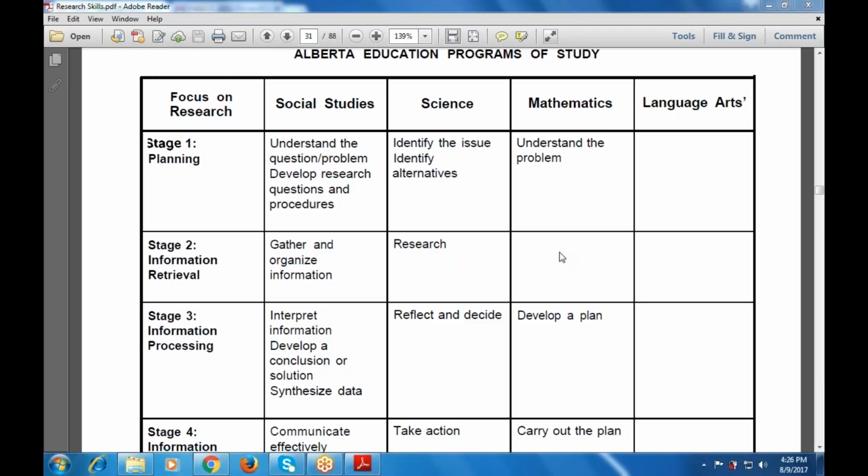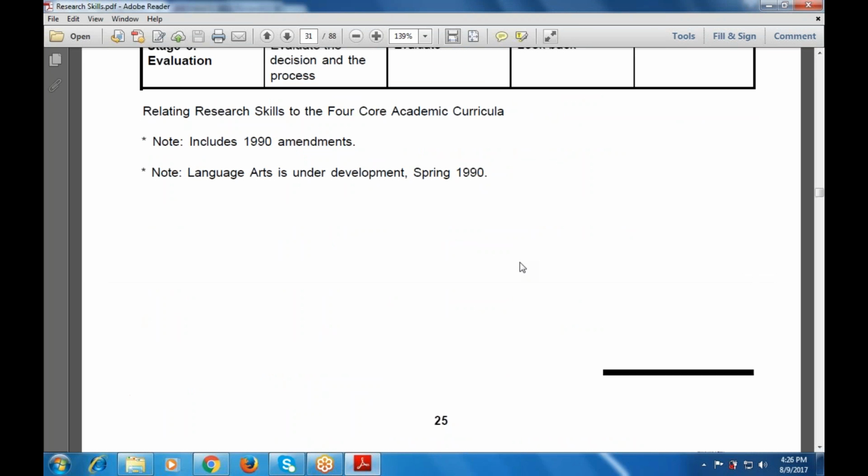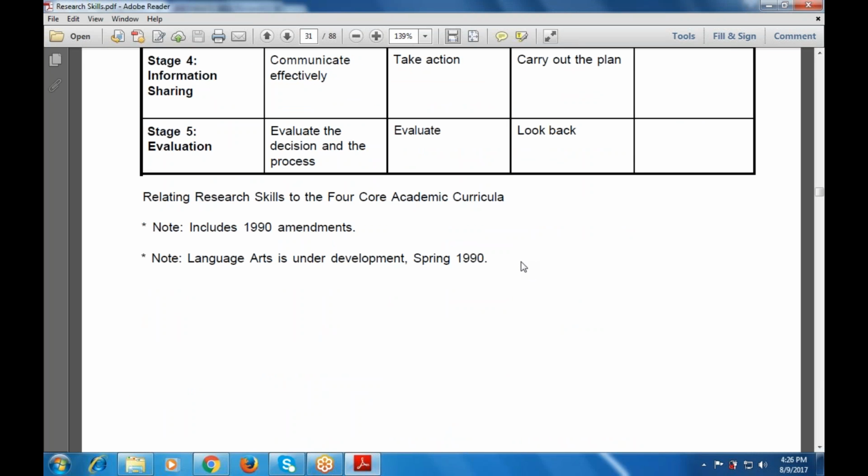Yes, when I say planning, that is in advance, we can say. Identify the issues, identify the alternatives. Any other doubts? In the last part, it is said that evaluation is the criterion: evaluate for mathematics, evaluate for science, and the look back, we can say, not rollback, look back.